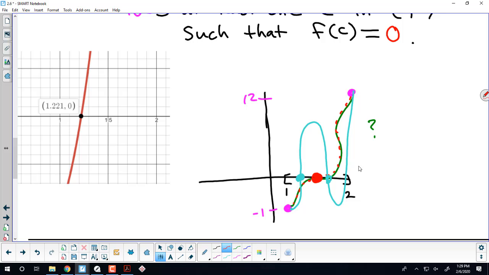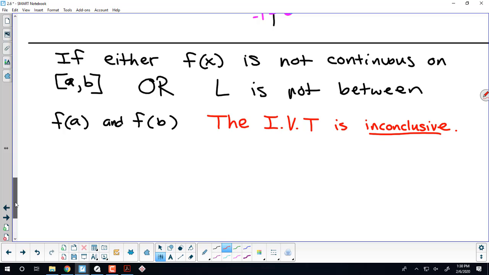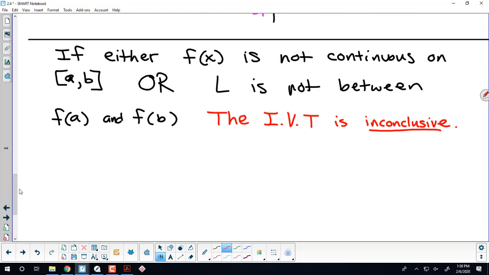All right, do y'all have any questions on that? I did look through your textbook, and I didn't come across an example where the intermediate value theorem was inconclusive, so I don't have an example for that. I could probably find one. It's just something I thought of last minute. I don't believe you should have any examples that are inconclusive, but you should know that it's inconclusive if either one of those conditions is not met.